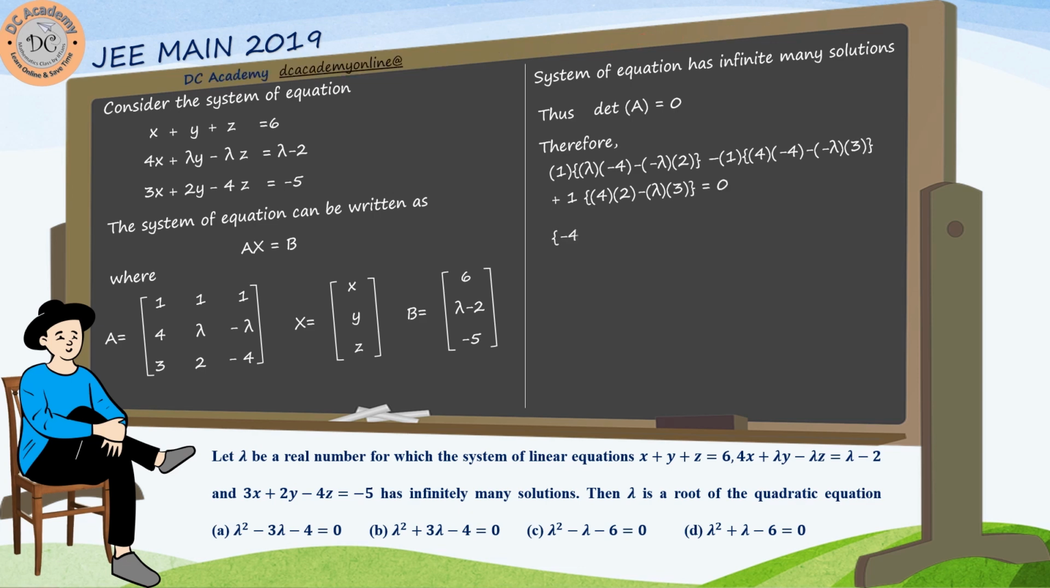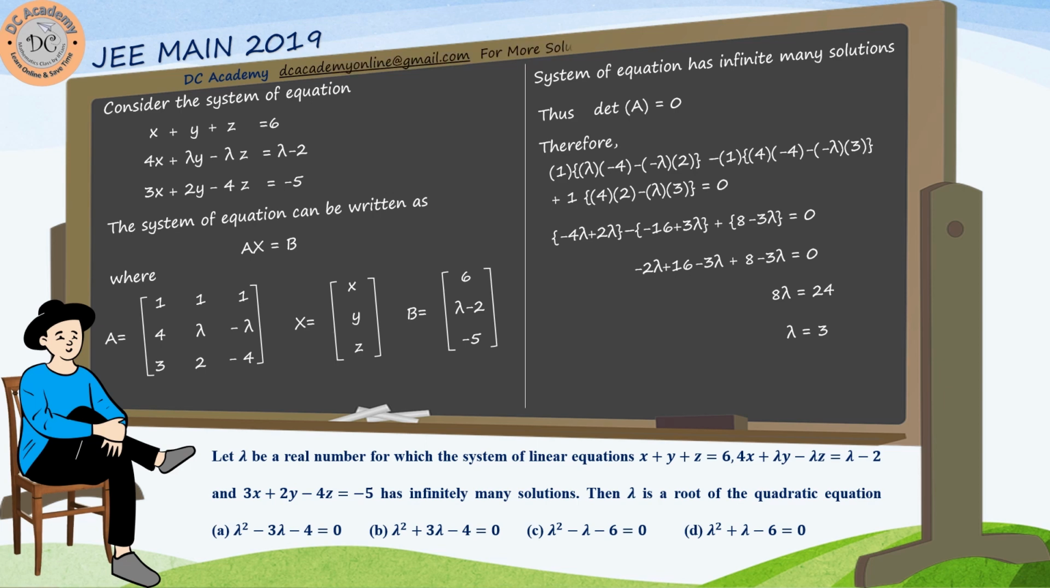Now, if we do the arithmetic calculation step by step, we will get an equation in lambda. So first is minus 2 lambda, plus 16, minus 3 lambda, plus 8 and minus 3 lambda. Therefore we get 8 lambda is equal to 24, so lambda is equal to 3. We get a linear equation, and that's it. So for lambda equal to 3, the system of equations has infinitely many solutions. So my job is done.